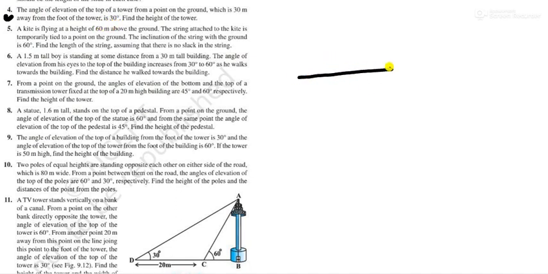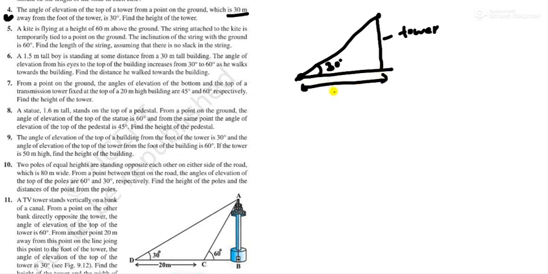So again there is a ground, a tower, and this direct question. The angle of elevation of top of a tower. Okay, so this is the tower, and this is its top. So the angle of elevation from a point on the ground. This is the point, and there is the ground. This angle is how much? 30 degree. And again they have written here which is 30 meter away from the foot of the tower, meaning this point is 30 meter away from this, which is the foot. So this is given.